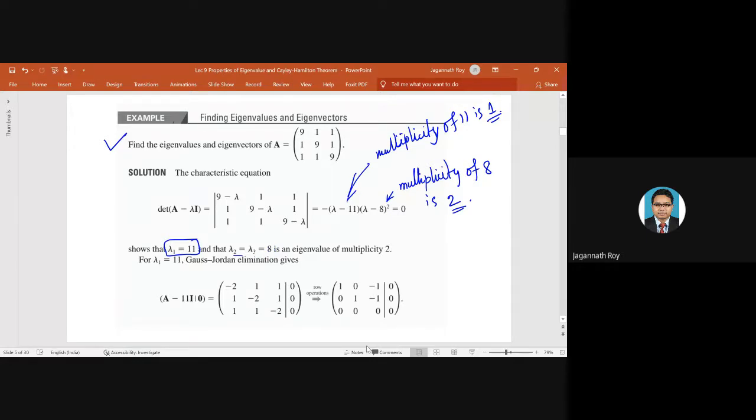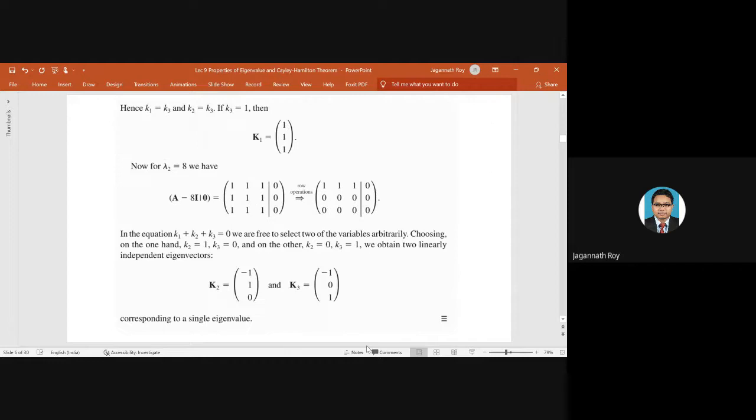Now, as usual, if you try to find the eigenvector corresponding to this eigenvalue, you will have this system of linear equations to solve. You will get one vector. So this is one eigenvector. Let us call it the first eigenvector.